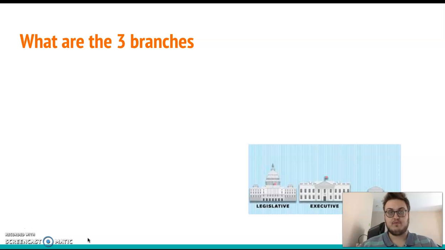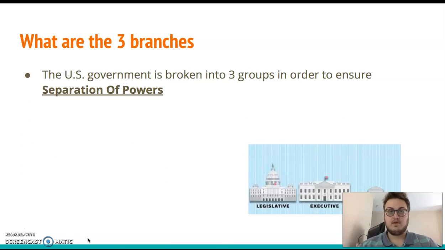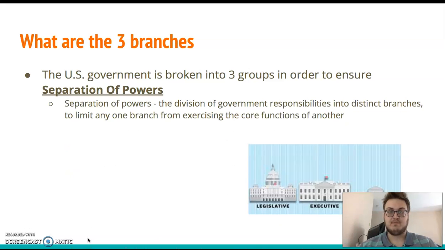So what are the three branches? The US government is broken up into three different groups to ensure the separation of powers. Separation of powers is the division of government responsibilities into distinct branches. In the case of the US government, there are three different branches. This is done to limit any one branch from exercising the core functions of another.